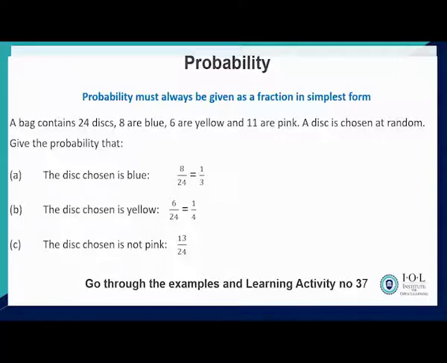A disc chosen is not pink. 11 of them are pink. What is not pink? All the others, meaning 24 minus 11 is 13. And remember, if I say, what is the probability that the disc is green? There are no green discs in the bag. So the probability then is 0. 0 out of 24, which is 0. If it's something that's not there, the probability is 0.